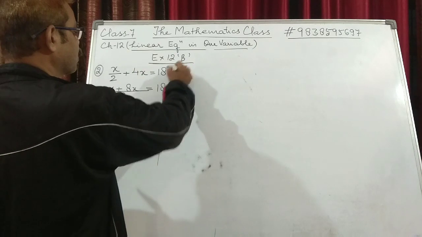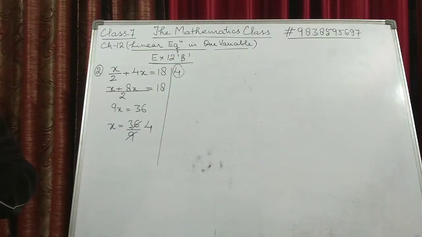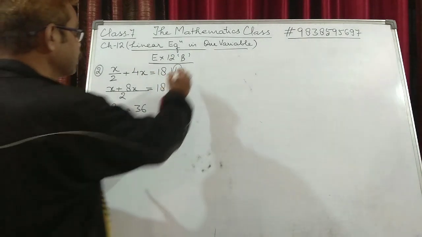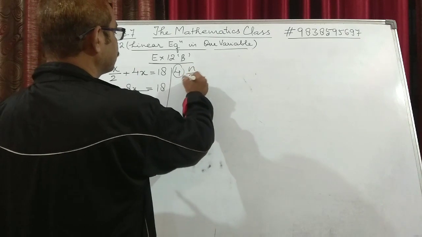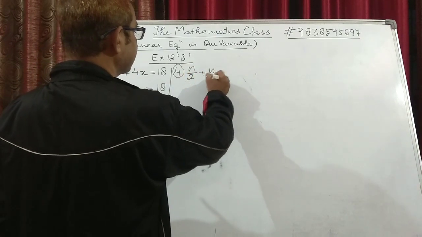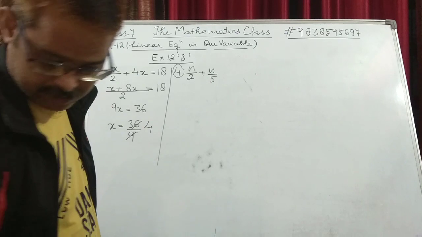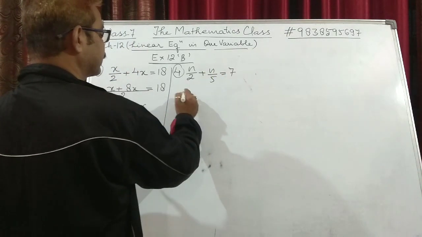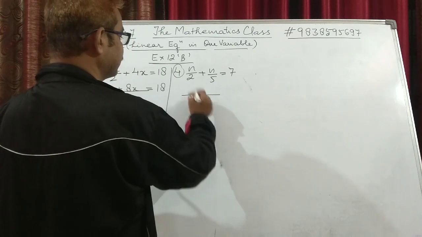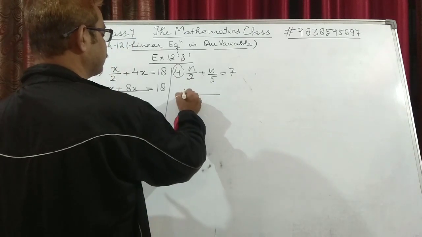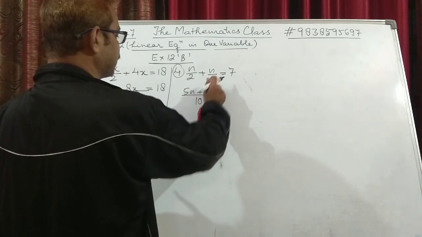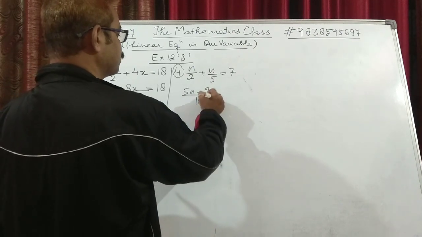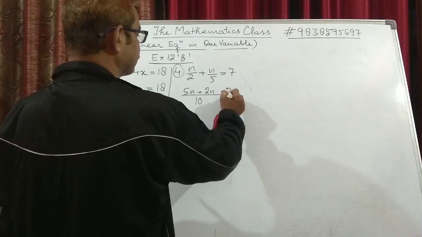Now we move on to question number 4. Now what is there in 4? N upon 2 plus n upon 5 is equal to 7. Again in this also we will take the LCM. LCM will be 10. 2 5s are 10, so it will become 5n plus 5 2s are 10, so it will become 2n is equal to 7.